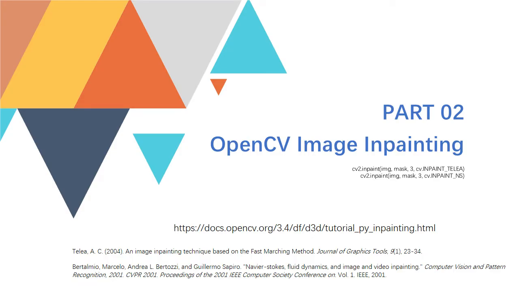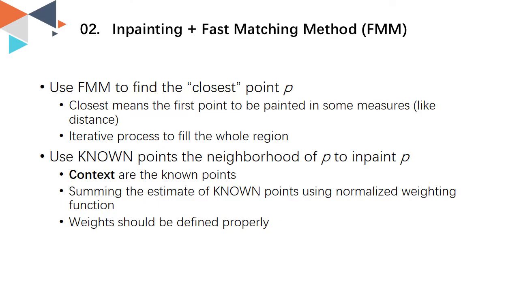In this part, I would like to talk about image inpainting in OpenCV, a very famous open source computer vision library. There are actually 2 implementations, and I would like to just talk about the implementation by Telea, which can be found in the documentation of OpenCV. The algorithm to be described is actually in 2 steps. In the first step, we use the fast marching method to find the closest point P in the missing area, and there must be some closeness measures, and iteratively we process to fill the whole region. And after we find that point P, we use known points in the neighborhood of P to inpaint it.